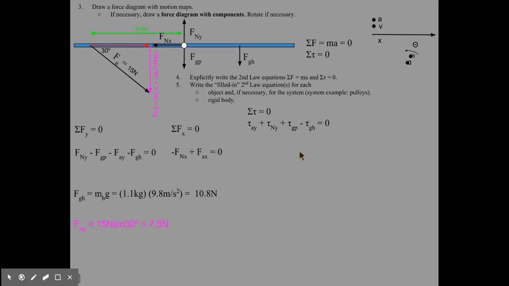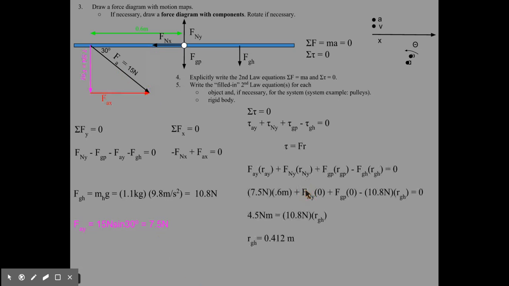Okay, so let's see what we can calculate at this point. FGH, the hanging mass, we're told that it's a 1.1 kilogram hanging mass. So that's our usual equation for figuring out the weight, or the force due to gravity, of an object. It's 10.8 newtons. I haven't included any signs yet. FAY, we can calculate that it is the perpendicular component of this force, and it's 7.5 newtons.